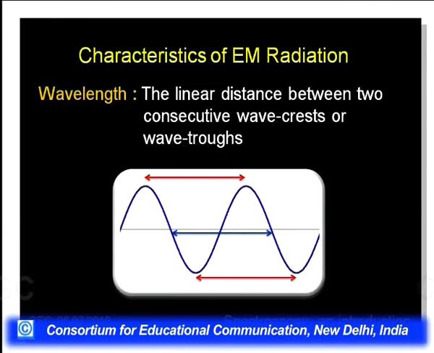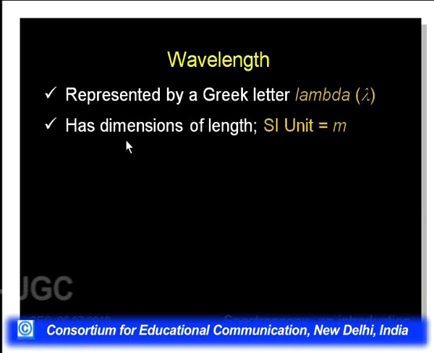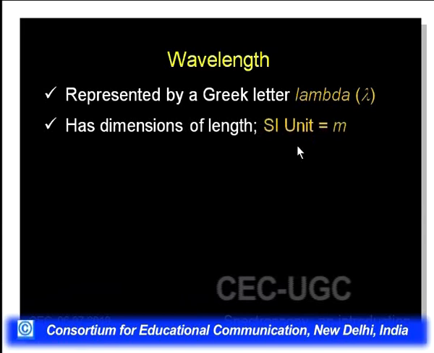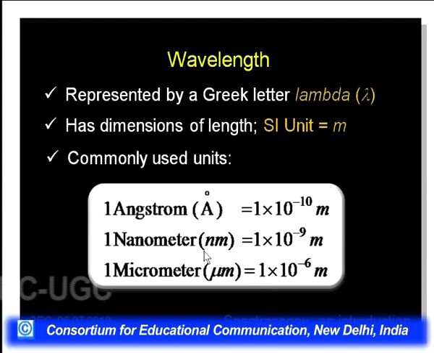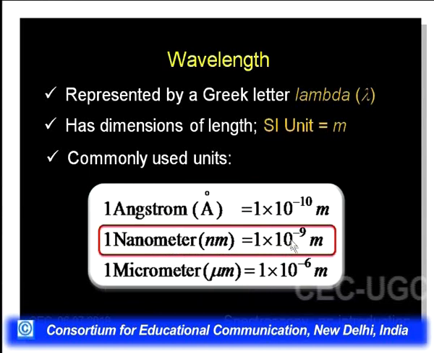Typically, wavelengths are represented by lambda. You must have learned about that in your earlier classes. The dimensions of wavelength are that of length. The SI unit for it happens to be meter. The commonly used units are angstrom, which is nowadays getting a little obsolete, and then nanometer or micrometer. Most often used is the nanometer. A nanometer is equal to 1 into 10 to the power minus 9 meters. Okay, so that is about wavelength.